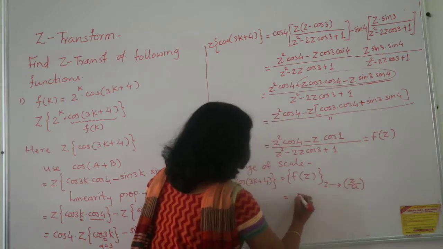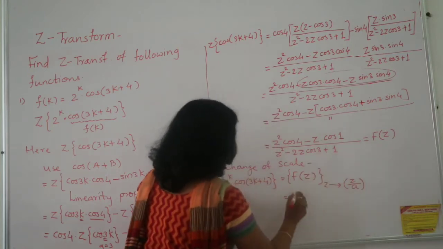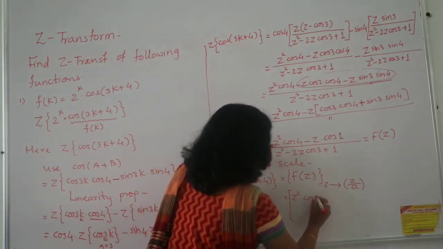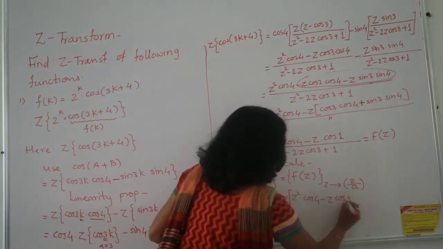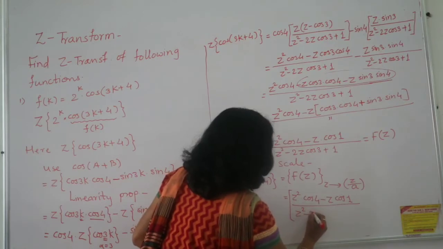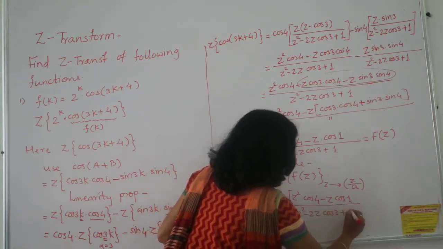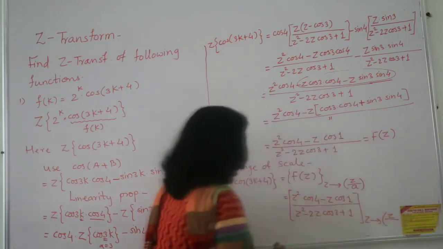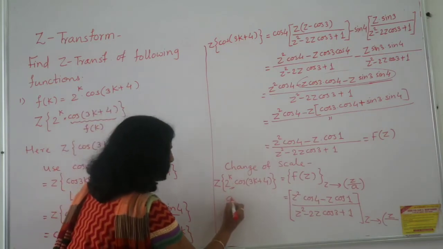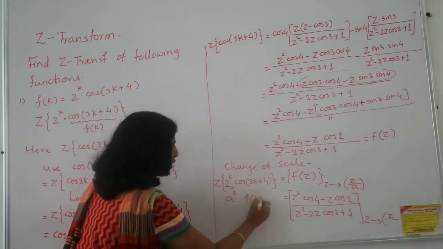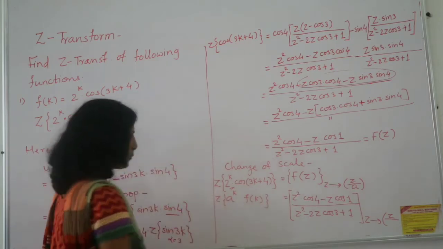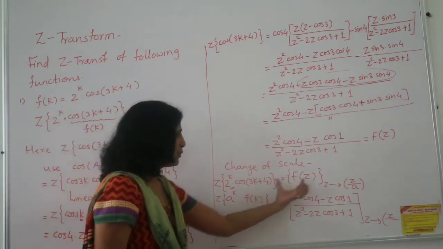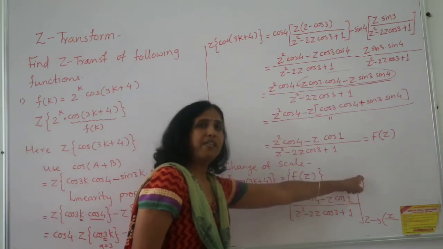This is a basic property. F of z means we can place the same value. Let us write it down. F of z is nothing but z square into cos 4 minus z into cos 1, with the denominator remaining as it is, z square minus 2z into cos 3 plus 1, and in that z is replaced by z upon a. This is the format: a raised to k multiplied by f of k. When f of k is multiplied by a raised to k, in the Z transform of the function f of z, z is replaced by z upon a.